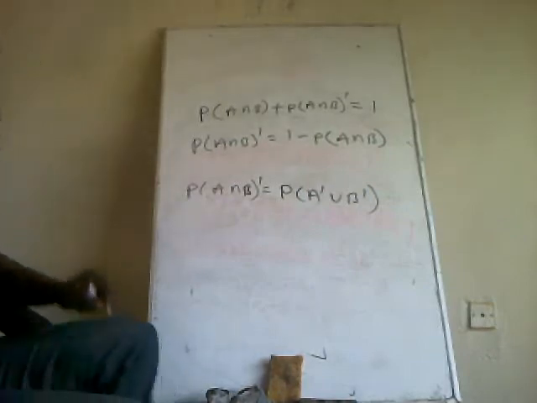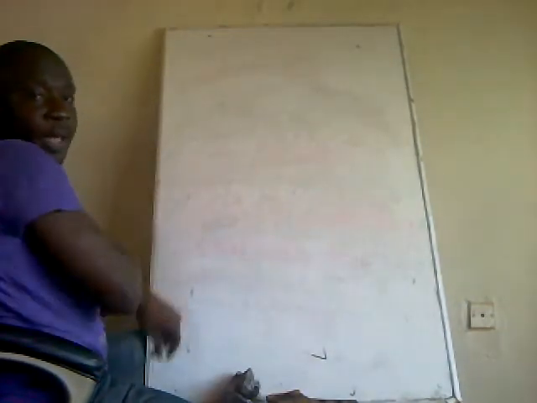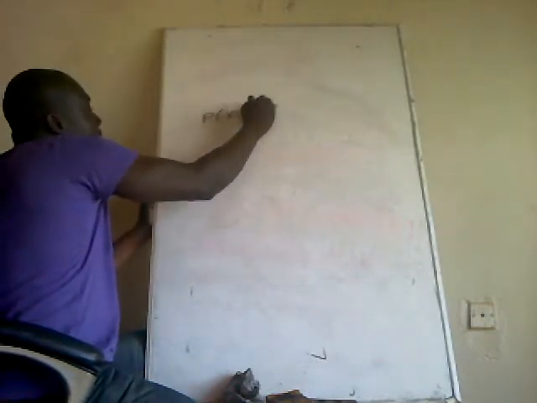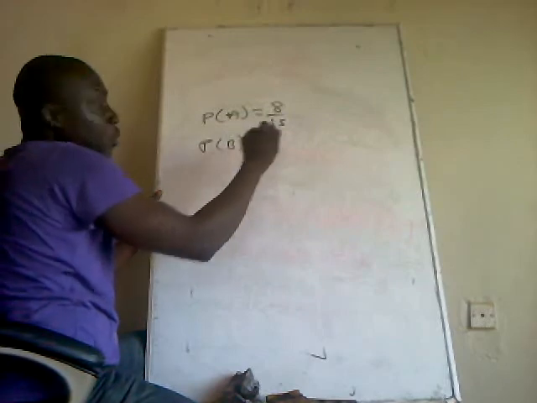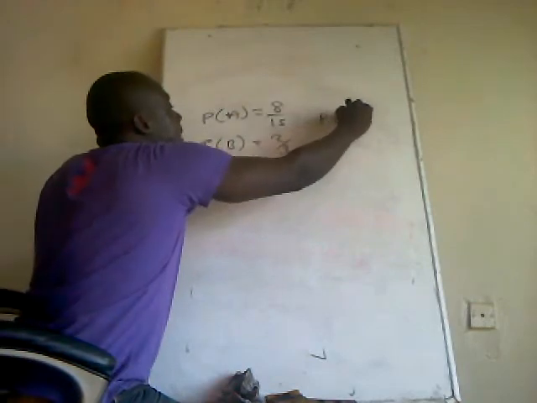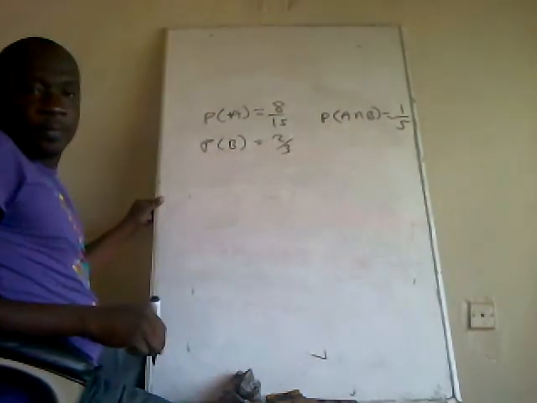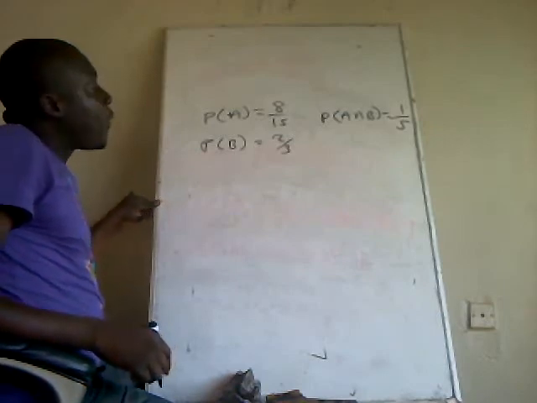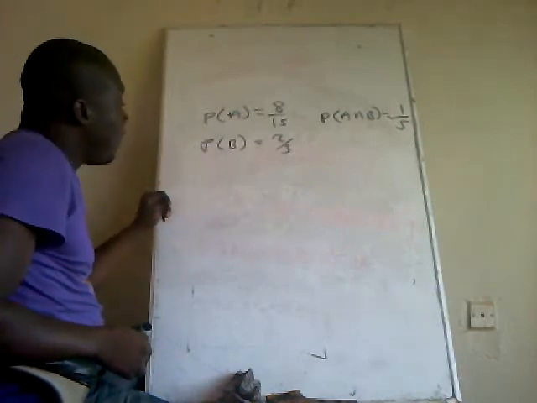We'll look at another question. If A and B are events such that P of A is equal to 8 over 15 and P of B is equal to 2 over 3 and P of A intersection B is equal to 1 over 5, the question is: are A and B exhaustive events?